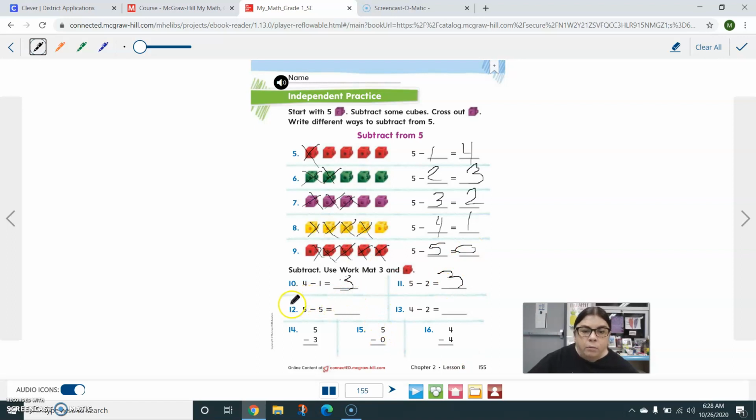Remember, friends, let's do number 12. When we're subtracting all, remember that rule. Get it in your brain so you can be fast. We always get 0. Okay? Let's look at number 13. 4 minus 2. What are you left with? That's right, 2. Again, you could have used 4 counters and taken 2 away. You could have drawn 4 pictures and then crossed out 2 of them. Whatever works for you.